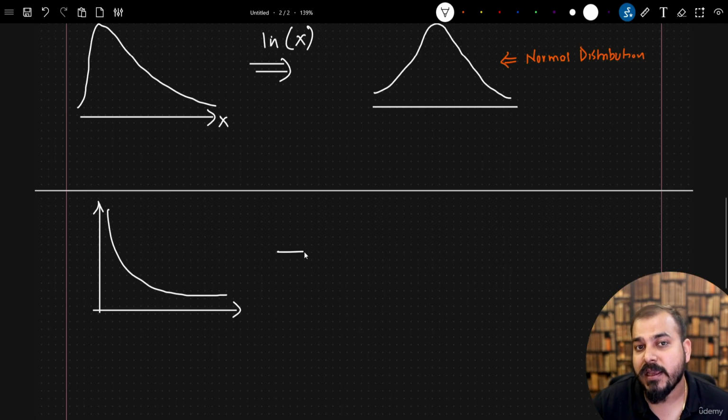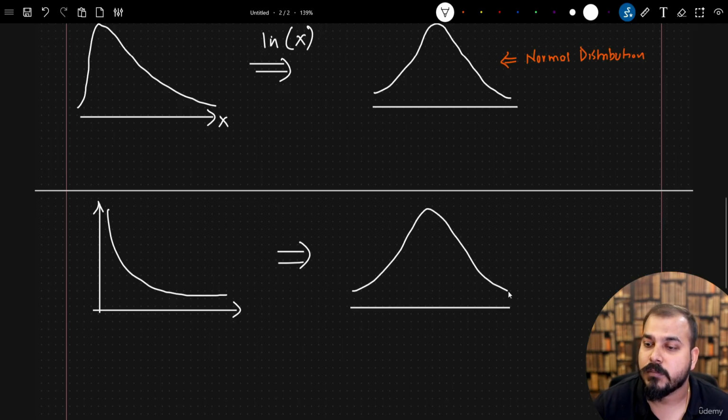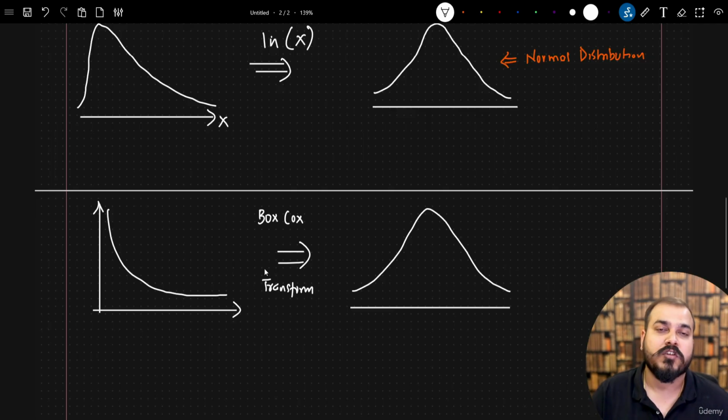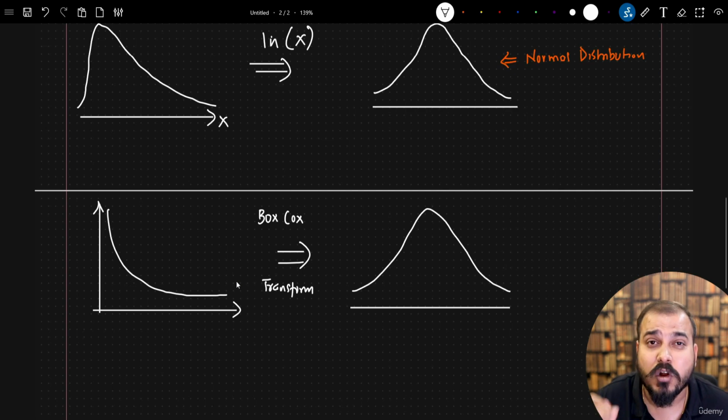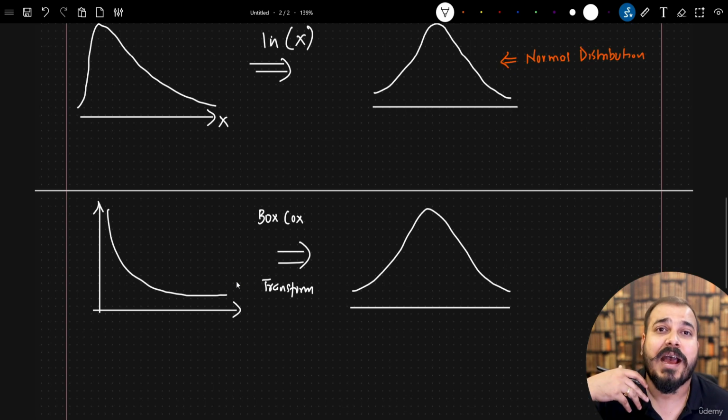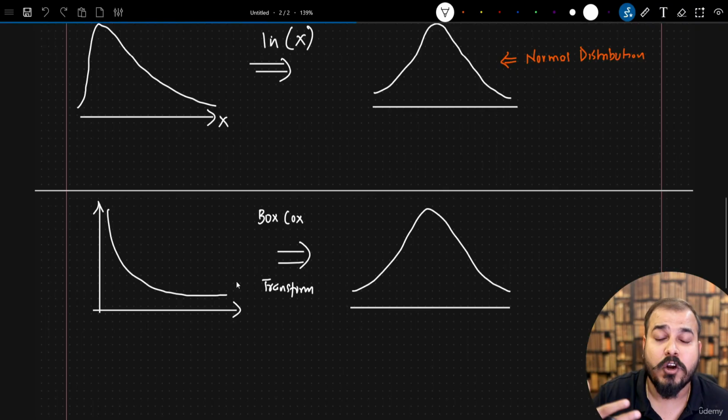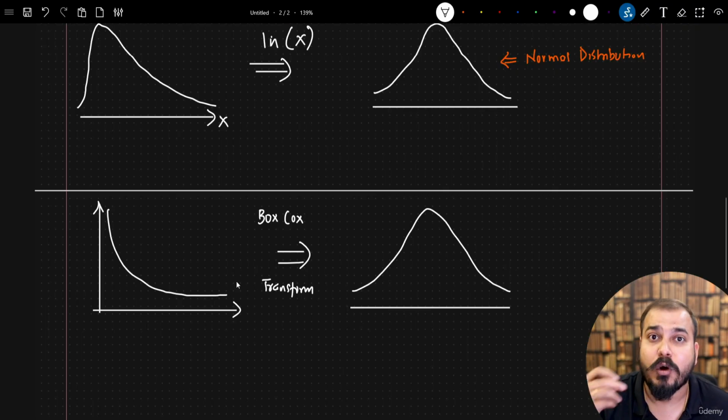which will look like this? Can we convert this into a normal distribution? This is the question that we have, and the answer is yes. For this, we use the Box-Cox transform. And again, don't worry, we will see in upcoming videos how exactly the Box-Cox transformation is done. This is also one kind of transformation, like how we have log transformation and standardization. All these are transformation techniques.